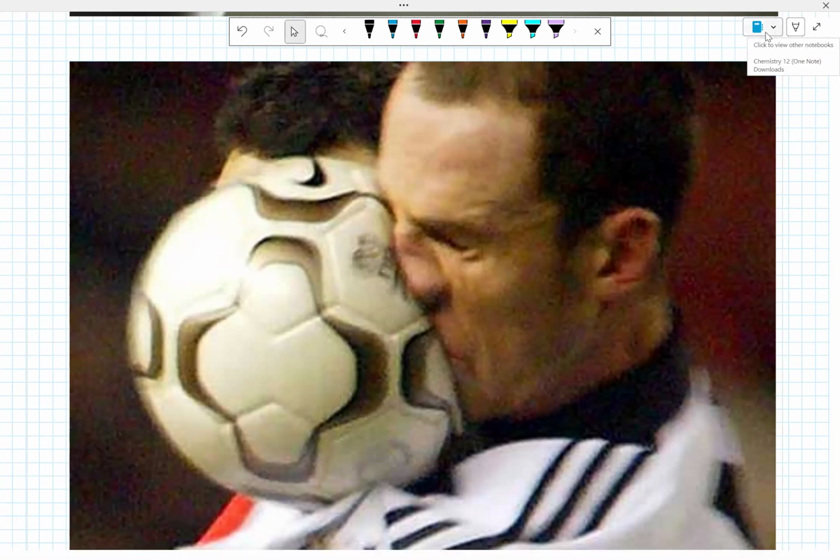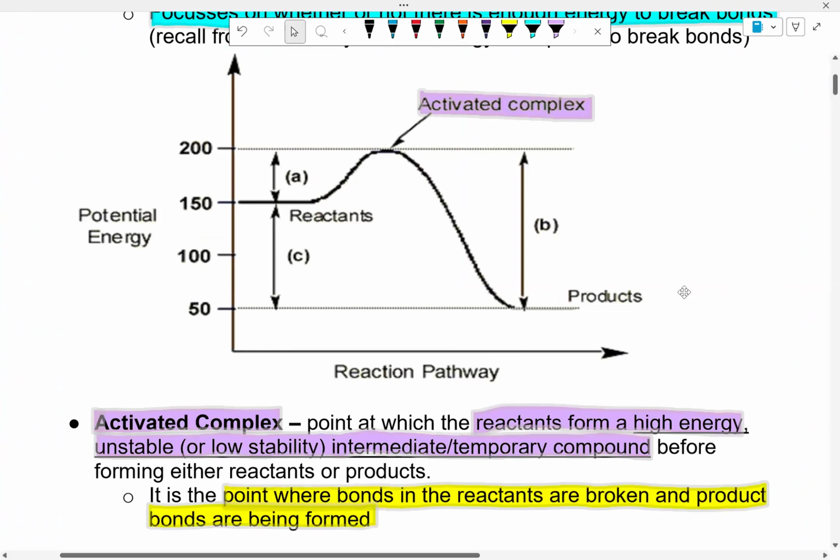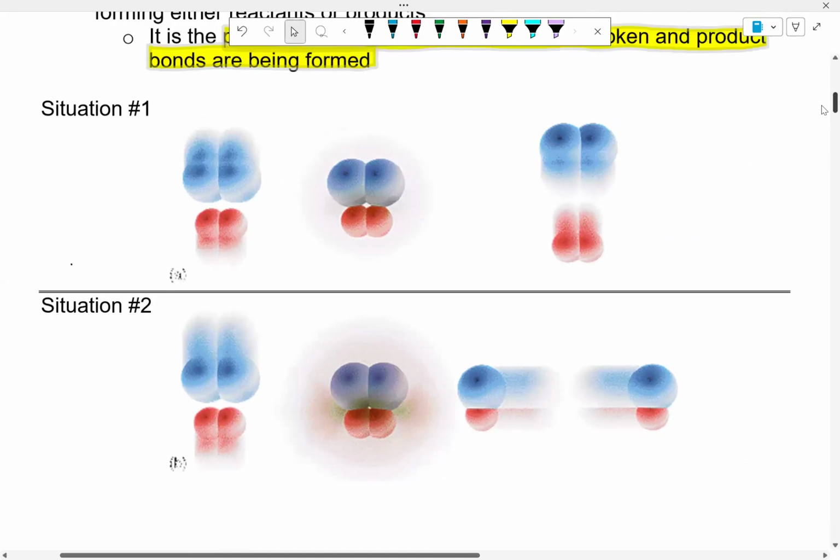Now, the activated complex is a high energy intermediate compound. You could think of it as like an imaginary word. It is something like hungry and angry joined together, and you use the word hangry. Now, how does it look? In this particular case, we have two different scenarios. Both of these right now, here you have the reactant.